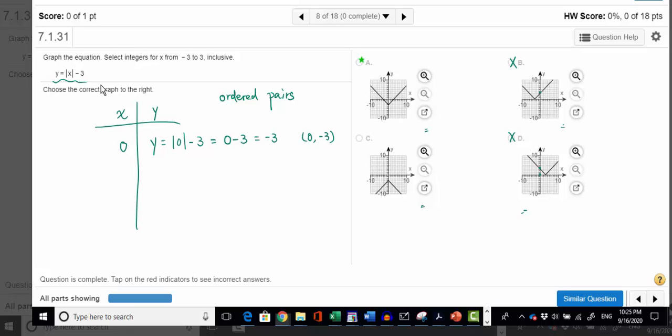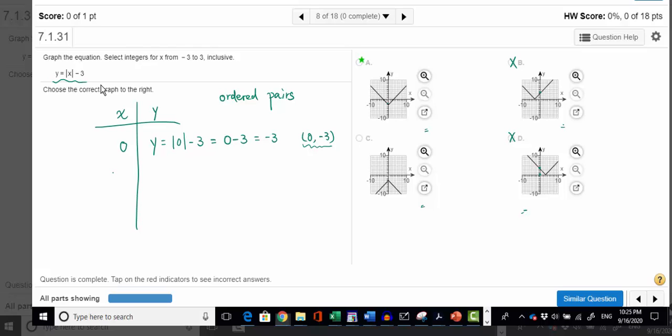Okay, now there are only A and C left. So check the point (0, -3). When x equals 0, it looks like, yeah, it is on this graph. And if you check C, when x equals 0, it looks like the y is also negative 3. So this point (0, -3) is on both of these graphs, which means using just this one point, we cannot choose the graph. So we need another point.